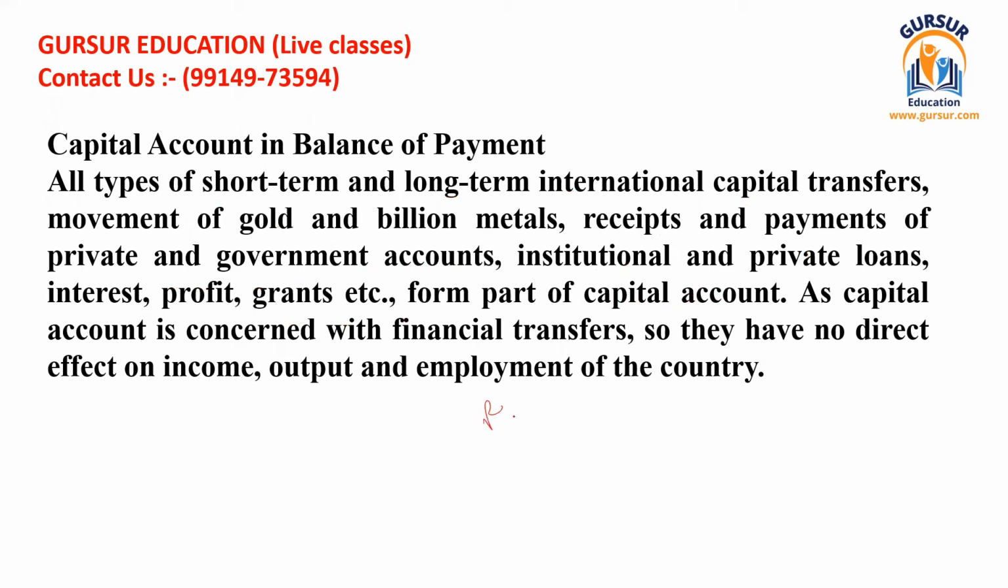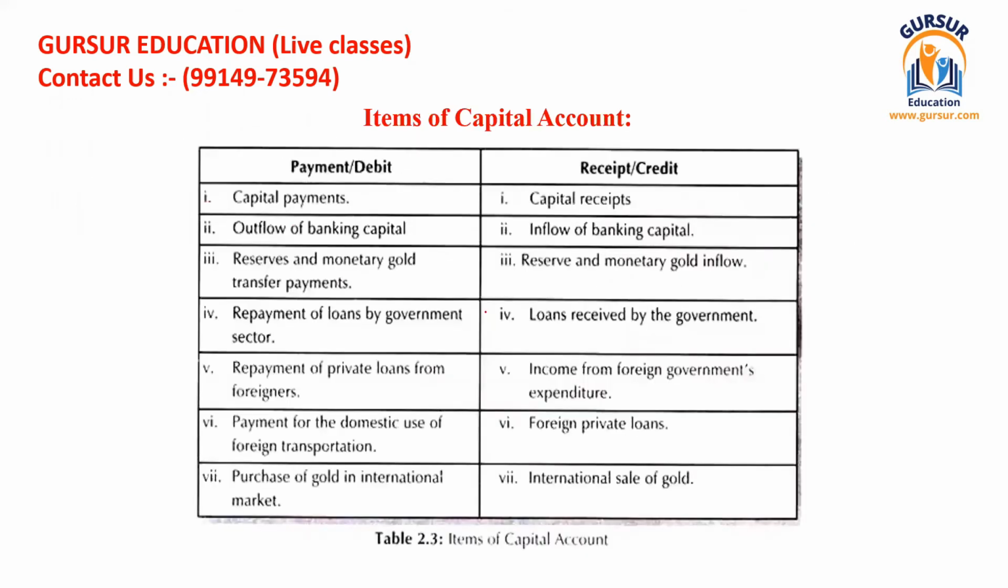These are not regular transfers, but major transfers which include payments over a time span longer than a short period. As the capital account is concerned with financial transfers, it has no direct effect on the income, output, and employment of the economy. You can simply take a look at the items covered in the capital account. These are again divided into two portions. This is a T format. This is the debit side, the payment side, and the credit side, the receipt side.